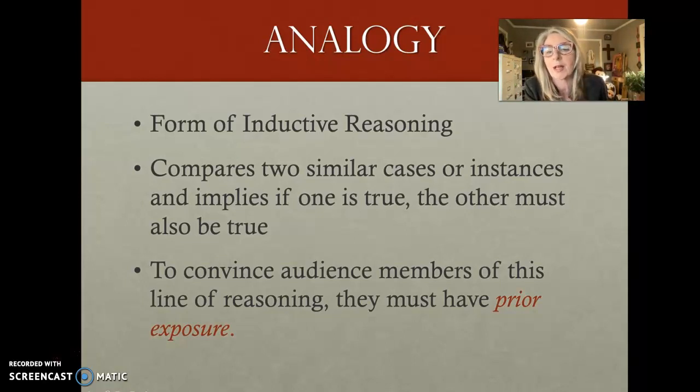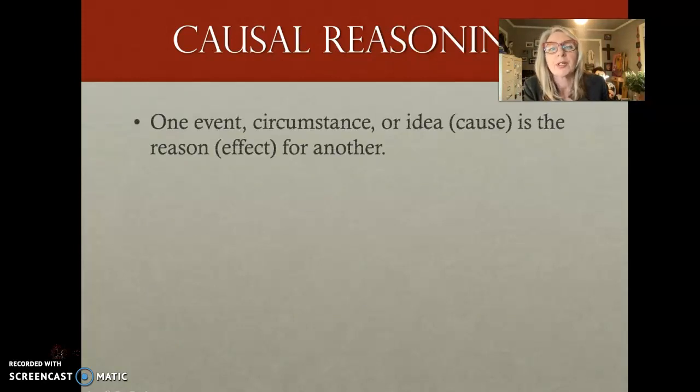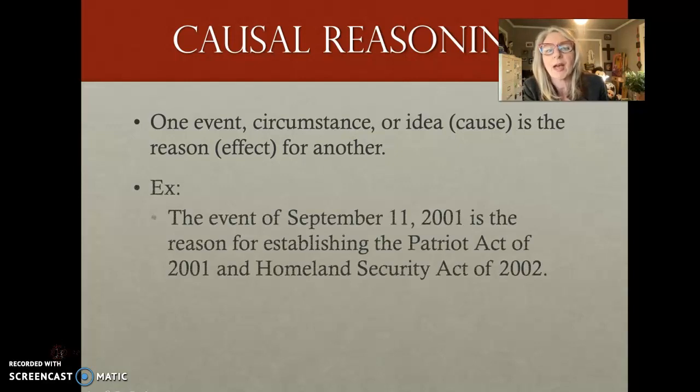I think next we're on to fallacies. Let's see. Causal reasoning, and then we're going to stop. So causal reasoning is one event, circumstance, or idea is the cause of another. Right? That's neither wrong nor right. You just have to find the evidence. This was told to us, September 11th is the reason for establishing the Patriot Act. There's a causal link between those two. That's inference that the government made. A lot of you probably weren't even alive then, but that did happen.